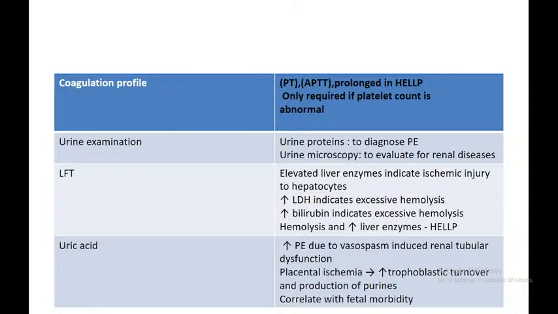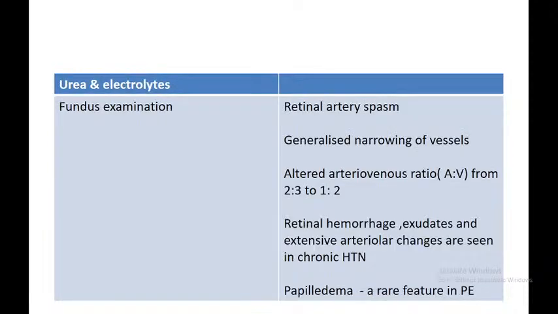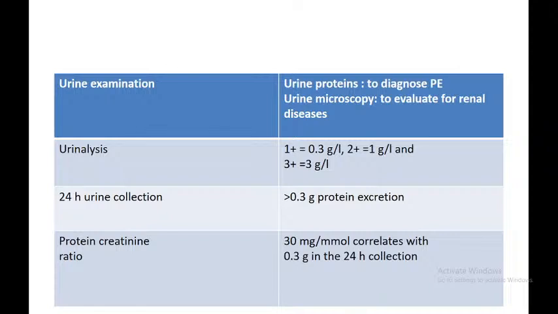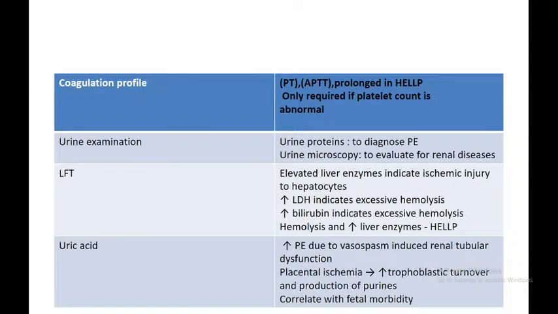And in the urine, of course, we need to do urine proteins. One is for the diagnosis of this condition, and also urine microscopy to evaluate for renal diseases. So in the urine analysis, we need to know whether it is on dipstick, the grade of proteinuria, or else a 24-hour urine collection. If it is more than 0.3 grams, it is significant, and the protein creatinine ratio might also help.